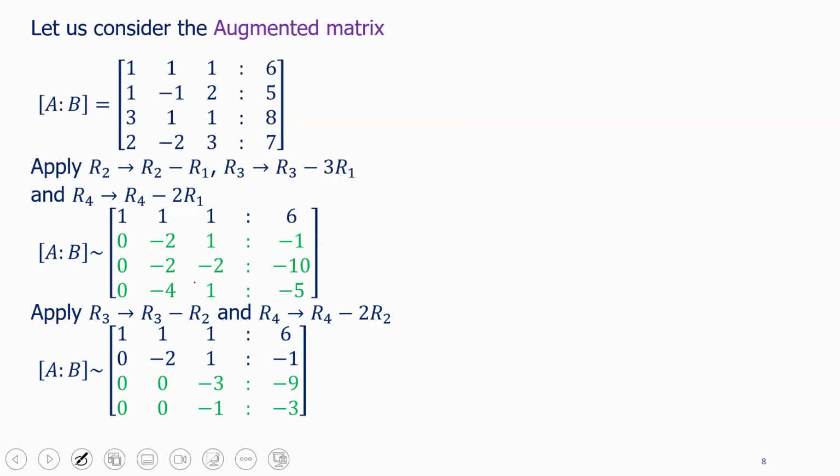So what is R3? Let us first check R3 minus R2. So 0, minus 2, minus 2, and minus 10. Let us subtract the second row from it. The second row is 0, minus 2, 1, minus 1.